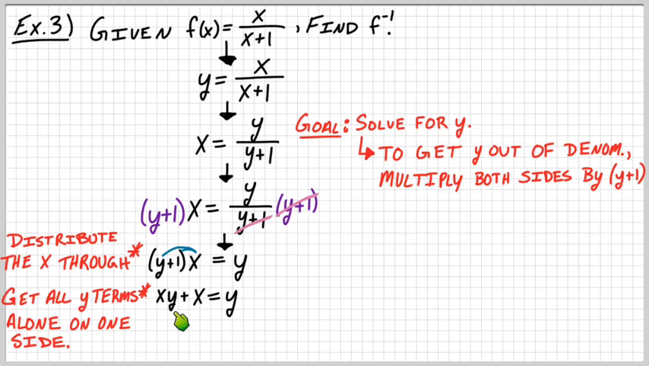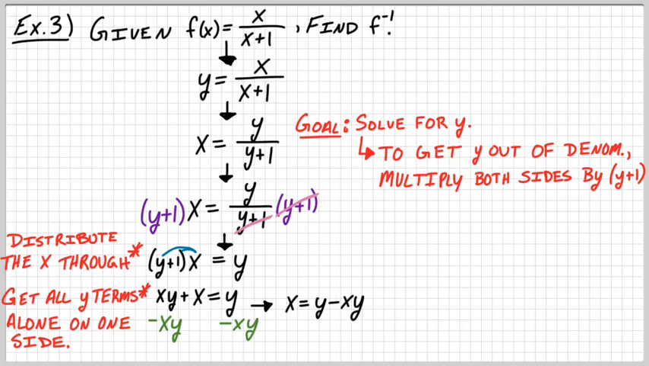Just take a look at that xy. If we subtract xy on both sides, we'll get to where we need to go. So subtract that xy on both sides. I'll just have x left over here. So I got x equals y minus xy.